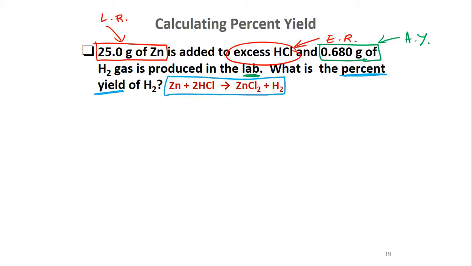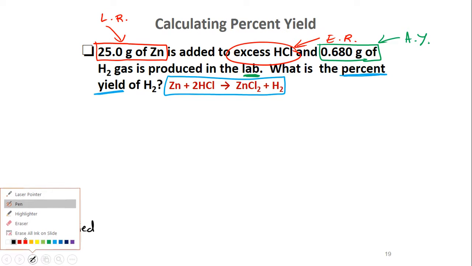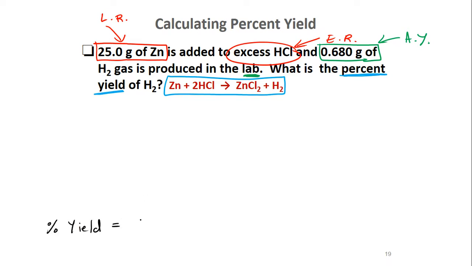So remember, in order to calculate percent yield, you need actual yield. So I'm going to take actual yield over theoretical yield times 100. So we have the first piece, we have the actual yield, but we still have to find the theoretical yield. And in order to find the theoretical yield, we need the limiting reactant. So that's why we have 25 grams of the limiting reactant already given to us. Okay, so 25 grams of zinc.